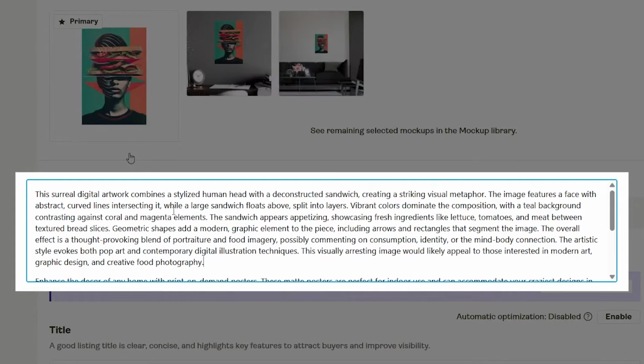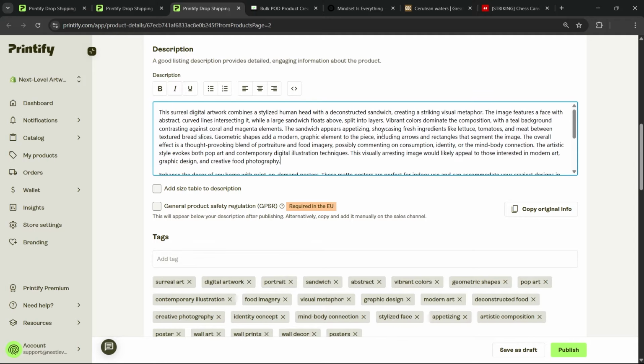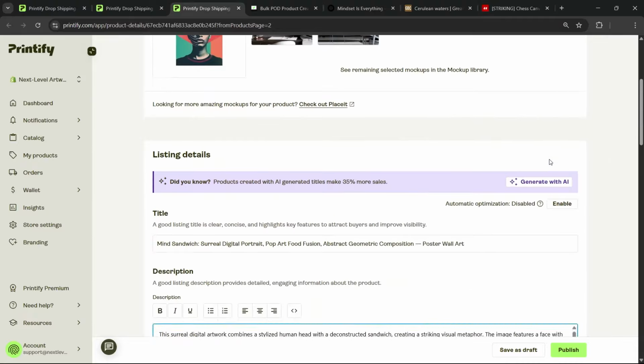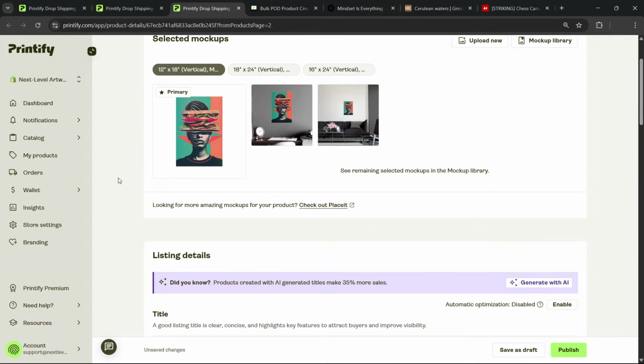So for this particular product, the description talks about surreal digital artwork, combining a stylized human head with a deconstructed sandwich. It talks about the teal background against coral and magenta elements. So if a person is searching the internet for a poster wall art piece featuring an abstract geometric portrait that includes teal and coral colors, again, how many people are going to search something that narrowly specific? It's not going to be a lot.